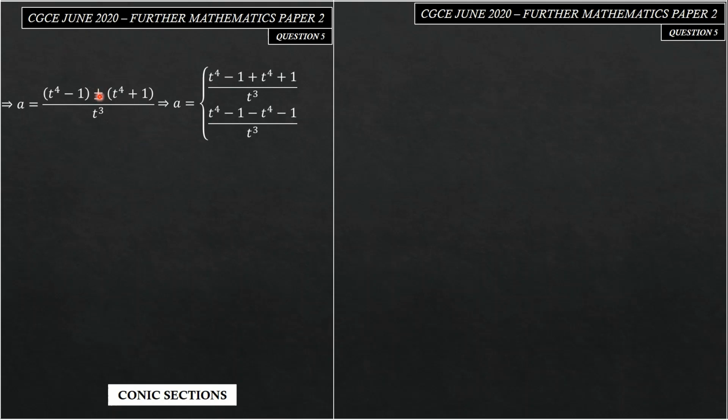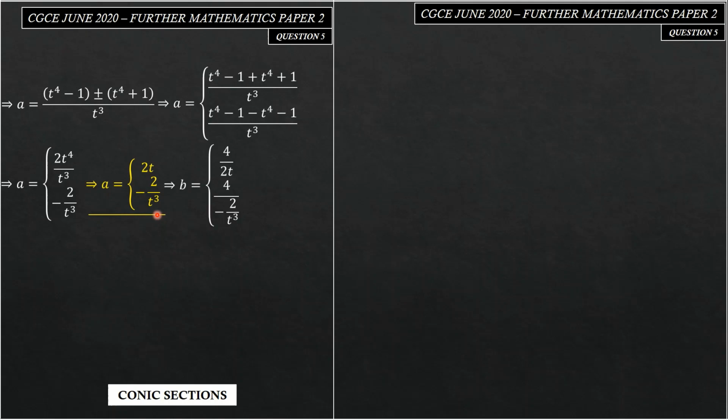Either we take the positive, we get the first, or we take the negative, we get the second. Now simplifying the numerator here, we get 2t raised to the power 4. Simplifying the numerator here, we get negative 2. We can cancel t raised to the power 4 on t cubed to get t, but it's a 2 multiplying, and then we have negative 2 over t cubed. So those are the two values of a.